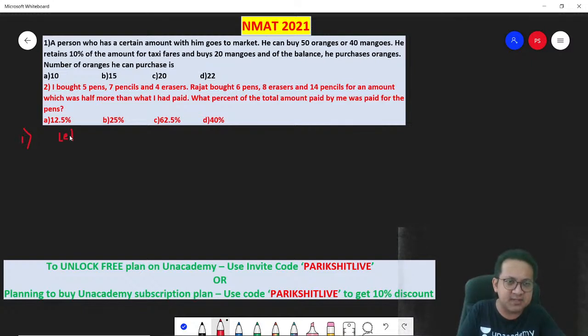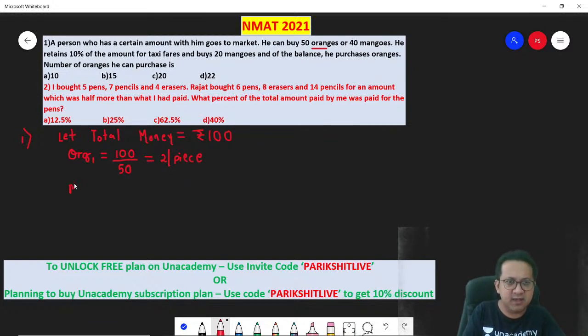If you assume some numbers, let total money with the guy be rupees 100. You can take any other number, but I think 100 is the easiest number to assume. He can buy 50 oranges. So if he is buying 50 oranges with the money, can I say in that case the cost price of one orange will be the total money that he has divided by the number of oranges that he can buy, which is 2 rupees per piece. 2 rupees per piece. Correct?